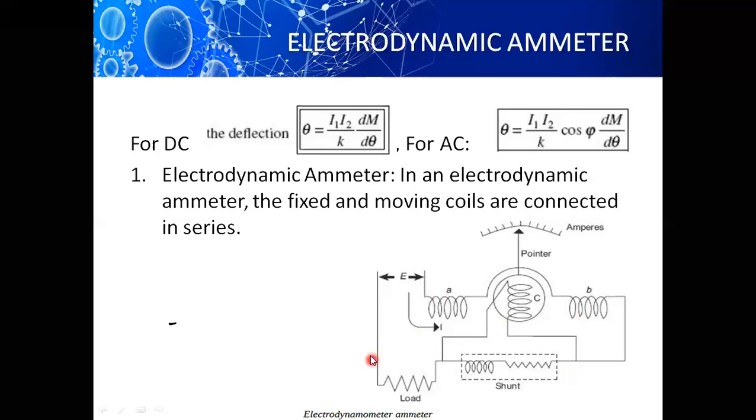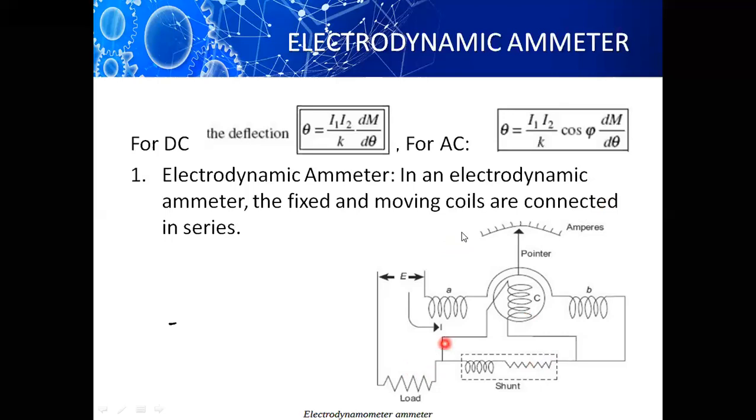These are connected in series, but our fixed coil is having a shunt, we have seen shunt in our previous classes. It is used to increase or extend the range of ammeters, and we place the shunt parallel to the moving coil here. The moving coil is this one, and we place the shunt here, and this is our load. So finally this will measure the current to the load.